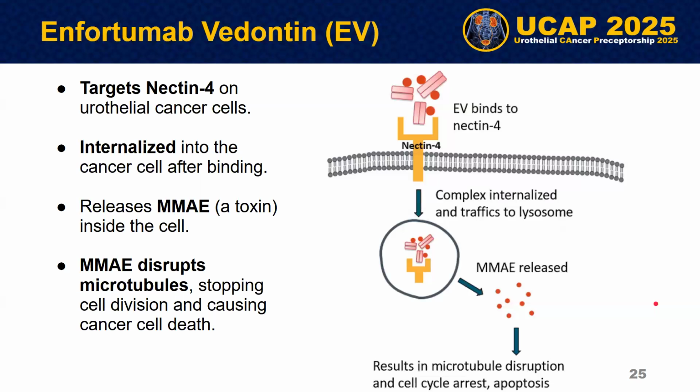So let's talk about enfortumab vedotin or EV. As we know, Nectin-4 is expressed widely in urothelial cancer cells, but low in normal tissues. So as you can see here, EV binds to the protein Nectin-4, internalizes and traffics to the lysosome intracellularly, and then releases this toxic payload called MMAE. And this MMAE causes microtubule disruption and also cell cycle arrest, leading to apoptosis and cell death.